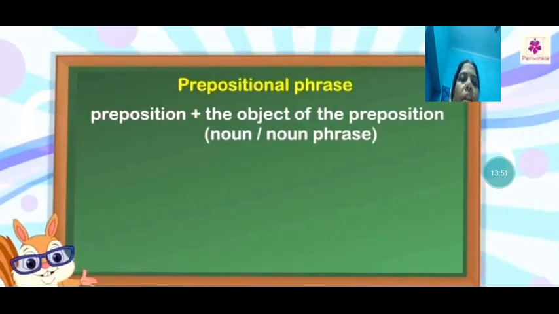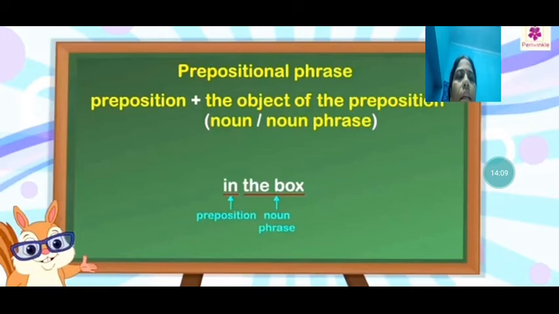So prepositional phrase is preposition plus the object of the preposition. It can be a noun or a noun phrase, means it can be the name of the thing or some words along with the noun. So that will make the noun phrase. Like see here, in the box. So the box is the noun phrase, and in is the preposition.